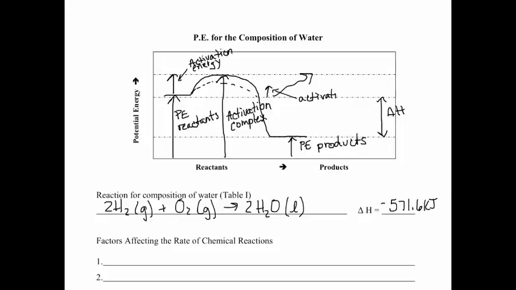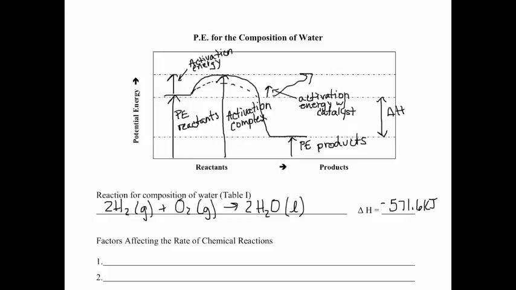And we could have done that on the front side as well. And I suppose they could ask the activation complex with catalyst as well, and your arrowhead would just stop at the top of the dashed hill. So that would be activation complex with the catalyst.